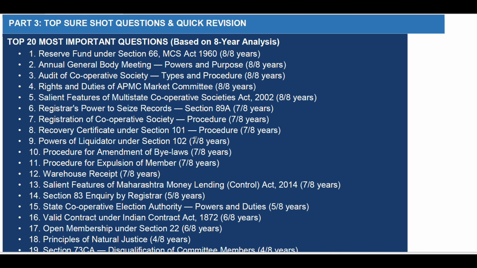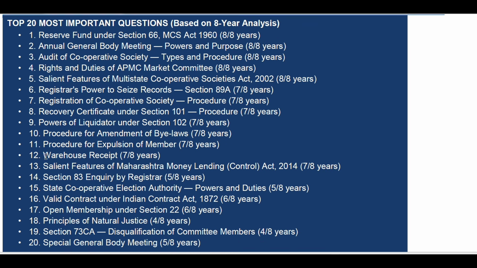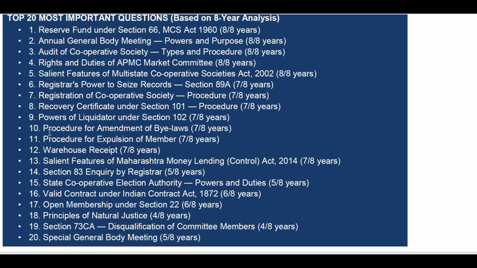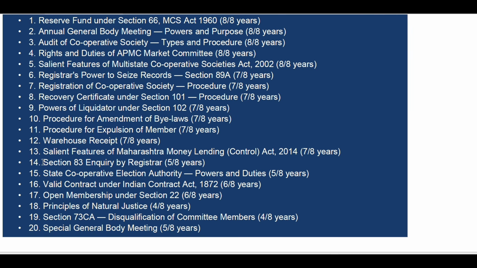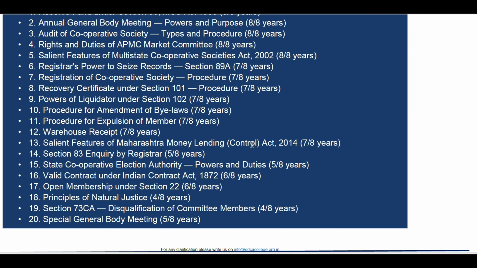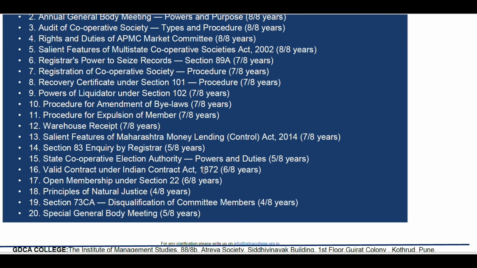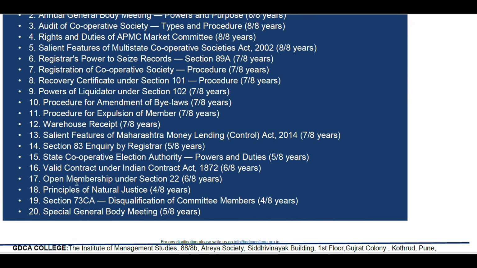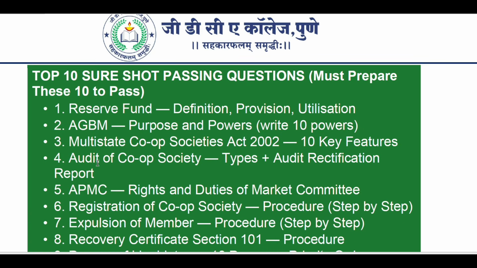Recovery certificate under section 101, procedure; powers of liquidator under section 102; procedure for amendment of bylaws; procedure for expulsion of members; warehouse receipt; salient features of the Maharashtra Money Lending Control Act 2014; section 83, inquiry by registrar; State Cooperative Election Authority SCEA, powers and duties; valid contract under the Indian Contract Act 1872; open membership under section 22; principles of natural justice; section 73CA, disqualification of committee members. And last, a special general body meeting.